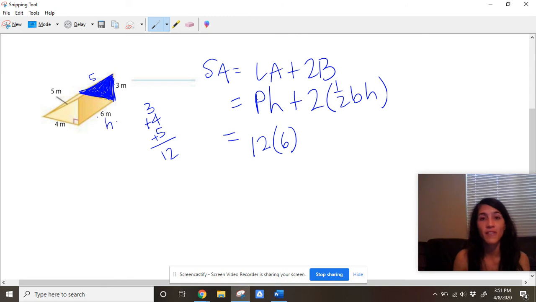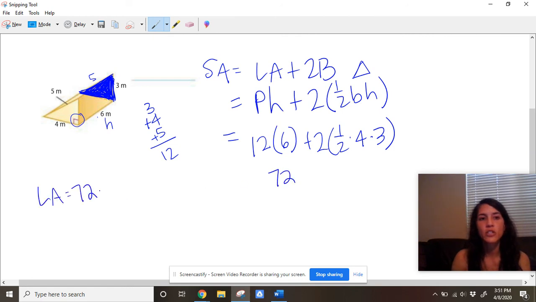And this is the height. Remember, the height of the prism is not going to be on the base. Plus 2 times 1/2 times the base of the triangle. So the base of the triangle is 4, and the height of the triangle is going to be the one that makes the right angle, which is 3. 5 is the hypotenuse of that triangle. 12 times 6 is 72, so my lateral area is 72 meters squared. Those cancel, plus 12. And so my total surface area is 84 meters squared.